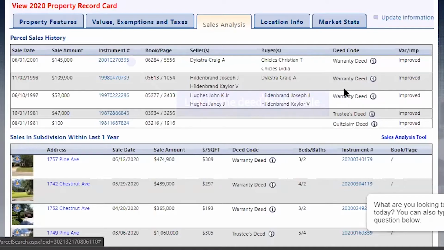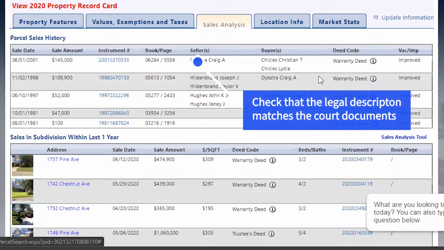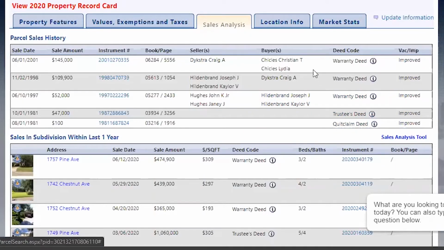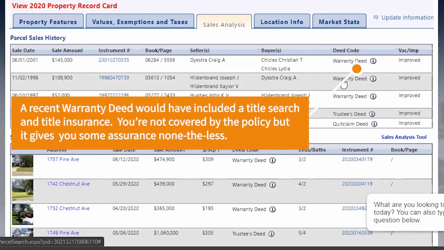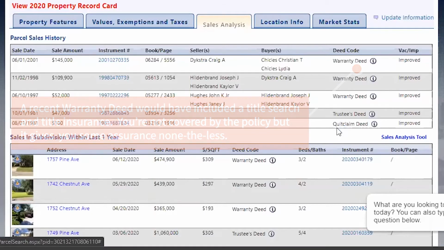A warranty deed is typical, and that would be when a title company closes on the property. It'll carry title insurance. And why is that relevant to you? Because if you see a recent warranty deed in the sale, you can pretty much assume that there was a title search and title insurance involved or issued, and that gives you a little bit of assurance. Trustee's deed, no guarantee there was title insurance, but probably. A quitclaim deed, no title insurance whatsoever. That's when someone just signs whatever they own and gives no guarantees whatsoever.